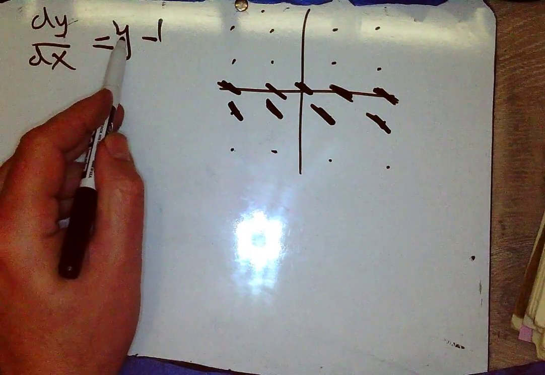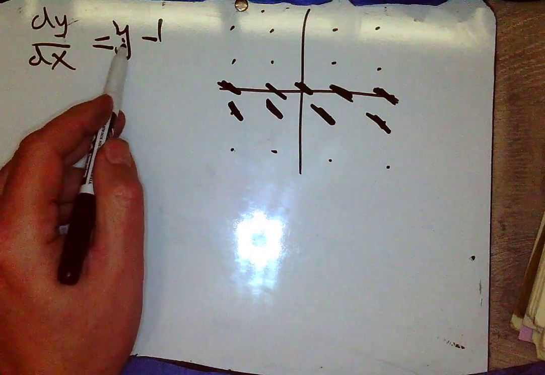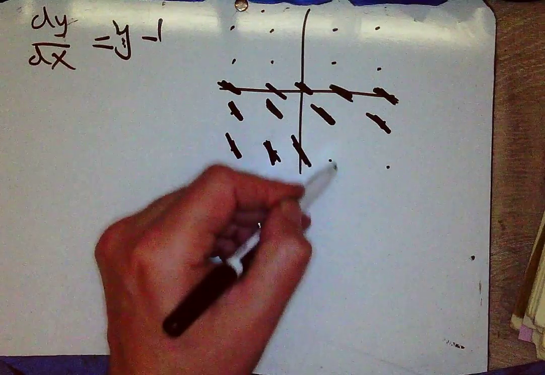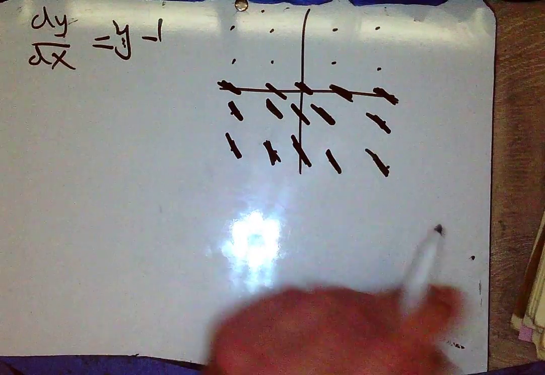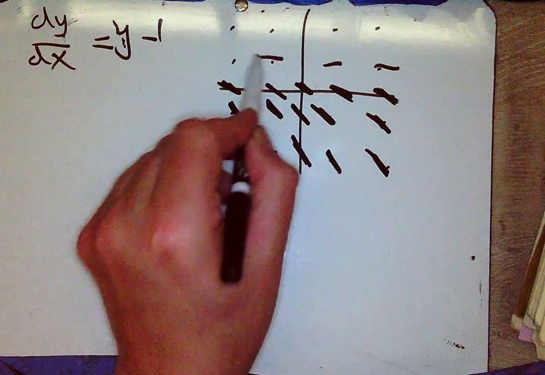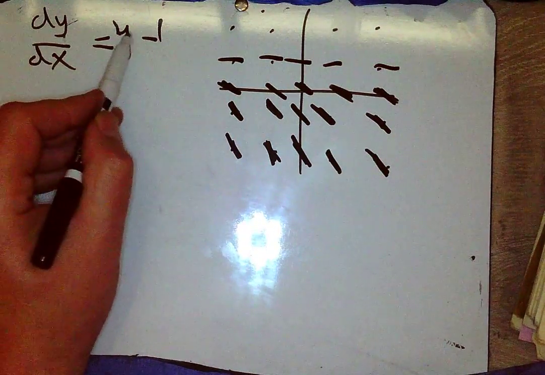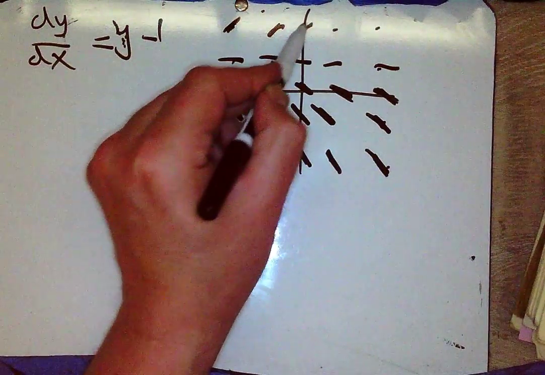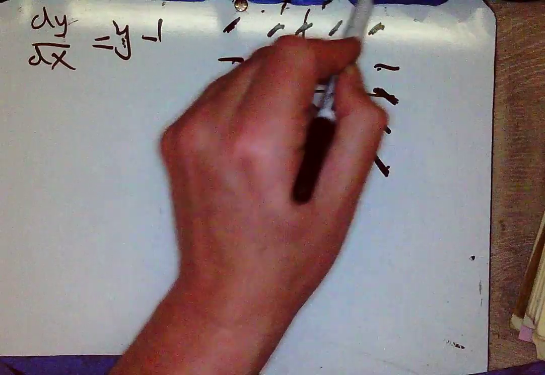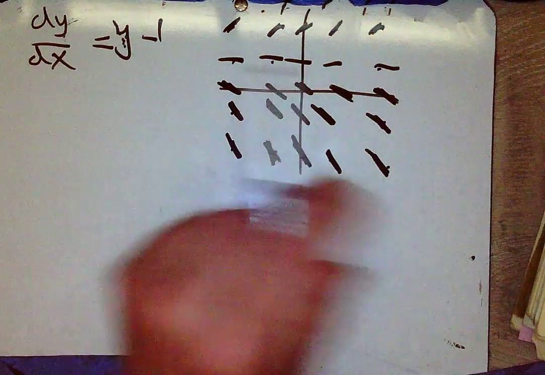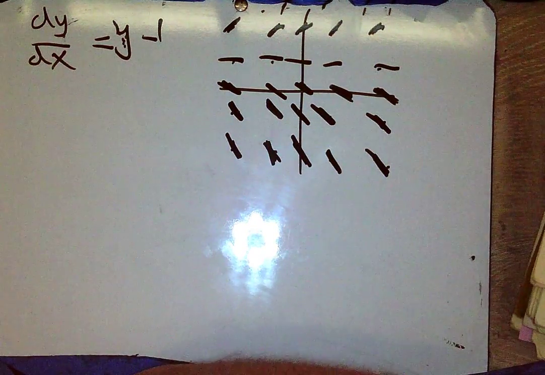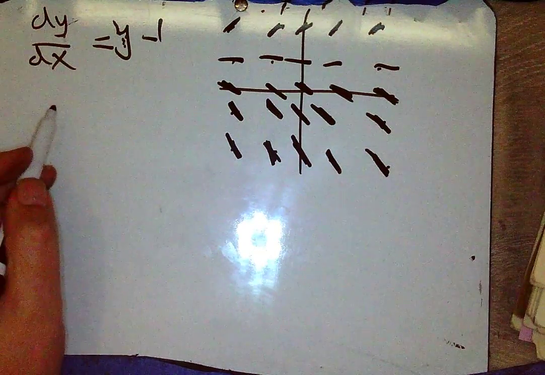And then if I plug in a negative 2, that's going to be a slope of negative 3, which is steeper still. And if I plug in a 1, 1 minus 1 is 0. If I plug in a 2, 2 minus 1 is 1. And so if I had one more, they'd be steeper still. And so ideally, I see something that could kind of look like this. Okay, so question 2.